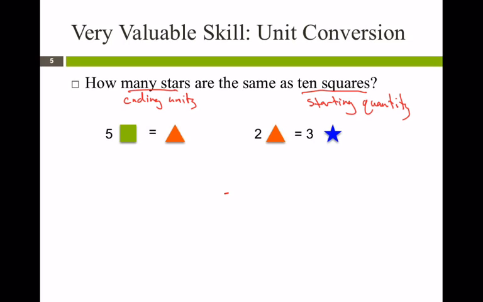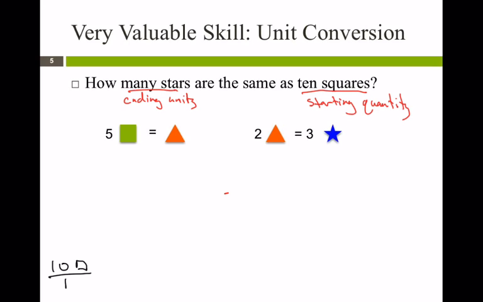So to get there, we know that we need to use this information below. So at some point, we're going to say we want to look at starting with 10 squares, and we're always going to make it a fraction if we're converting between units. How do we get that to describe that in terms of stars? So first thing we want to do is we're going to look at this equality on the left side. We know that if we have 5 squares, that is the same as one triangle.